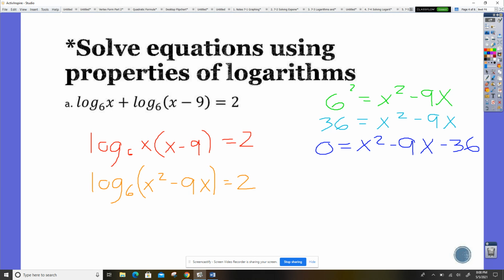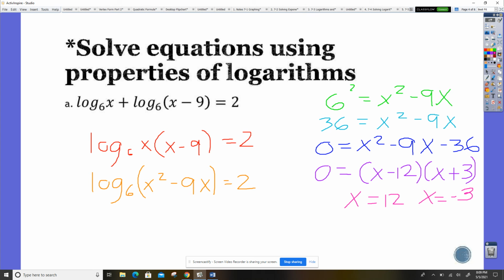And now I need to solve that quadratic. We know the easiest way to solve a quadratic is by factoring. So that factors to x minus 12 times x plus 3. And then to finish solving, we set both of those equal to 0. So we get x is equal to 12 and x is equal to -3.